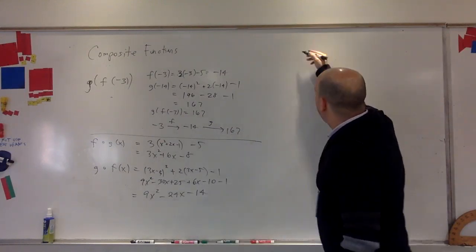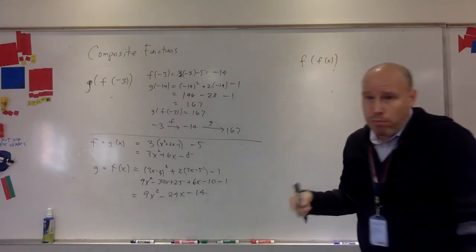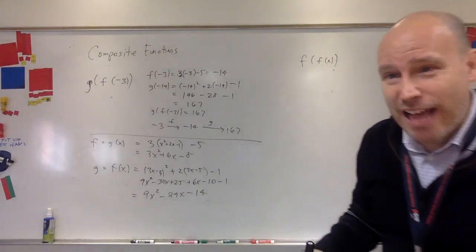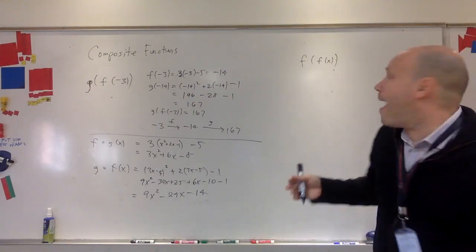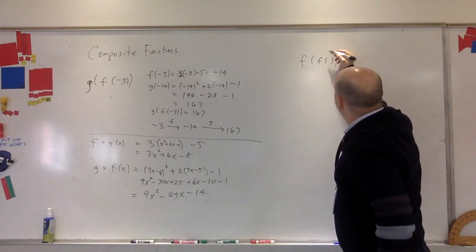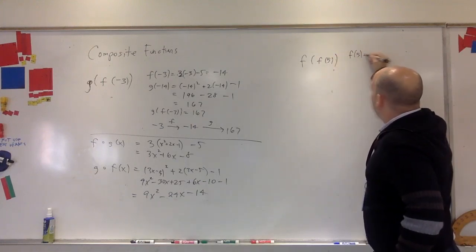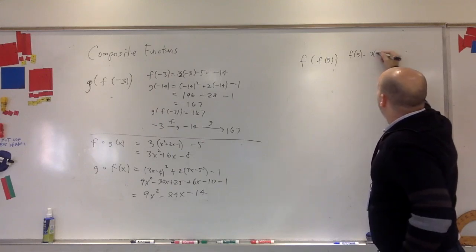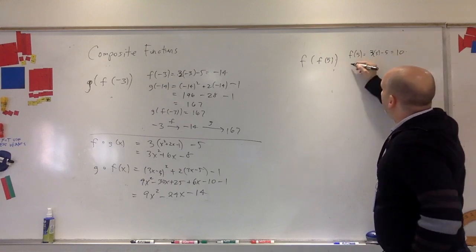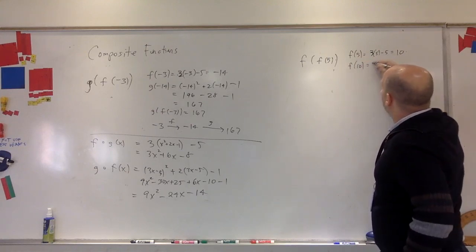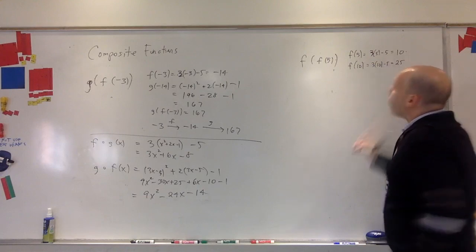Just a little thing. You know what? Can we do f of f of x? Is that possible? Yeah, we're just putting an x value through the f, and then we're taking that value and putting it back in the f. So, for example, if I say f of f of 5, you say, fine, first, f of 5 is equal to 3 times 5 minus 5, which is 10. And then the next thing we do is take f of 10. 3 times 10 minus 5 equals 25.